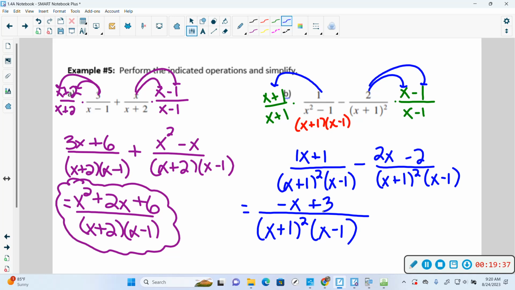Fortunately, no x, negative x plus 3 on the bottom to cross off. That big giant mess of stuff is our final answer. So adding and subtracting is the worst because you do have to go through and get the common denominator. Just time consuming, time consuming.